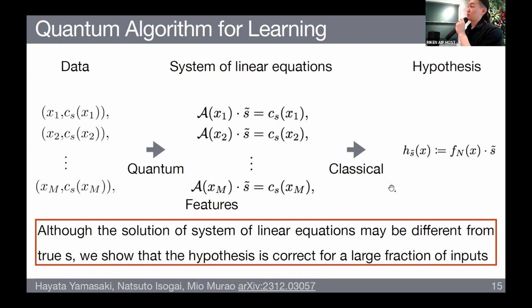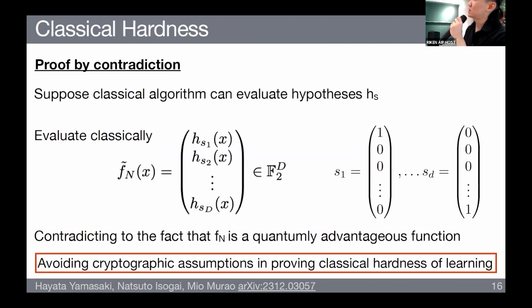So technically speaking, although the solution of this system of linear equations may not exactly coincide with the true parameter representing true concepts, what we can show is that the hypothesis constructed in this way is correct for a large fraction of inputs that are given according to some data distribution. So on the support of the data distribution, this is correct with high probability. This we can show.